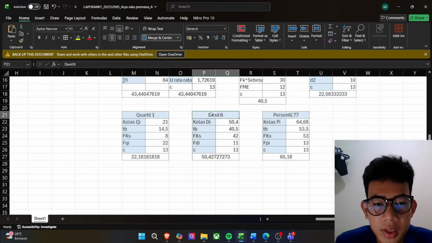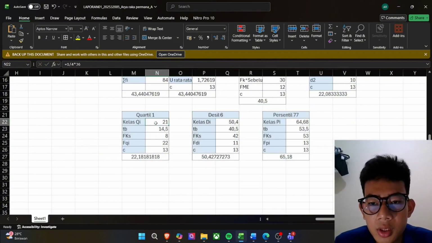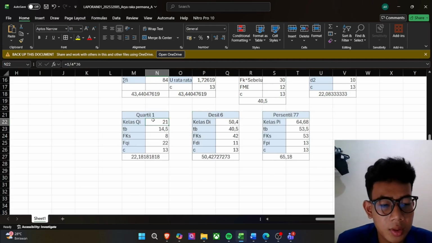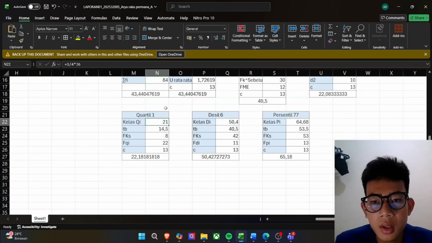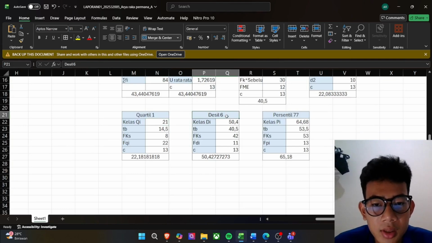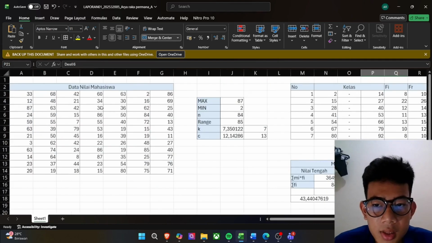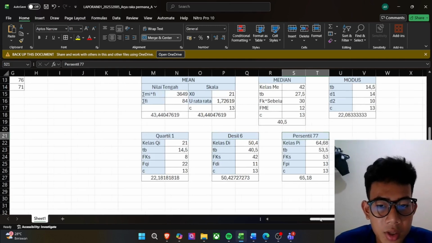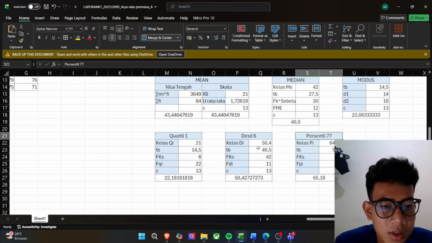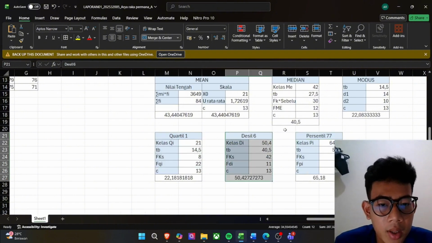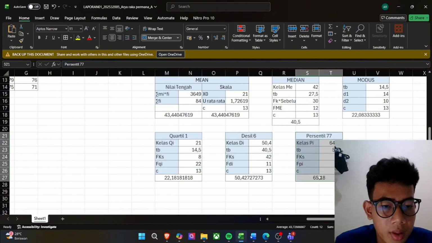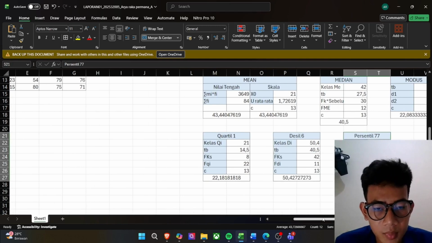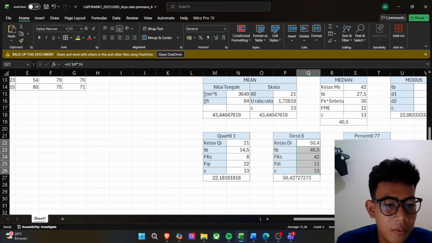The next one is quartile, decile, and percentile. The first is quartile: we divide all of this data by 4. For decile, the data is divided by 10, and percentile is divided by 100. So the formula is the same, but the difference is that this is divided by 4, this by 10, and this by 100. I want to explain just one, because all of these have the same formula.